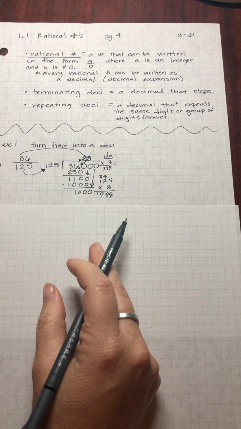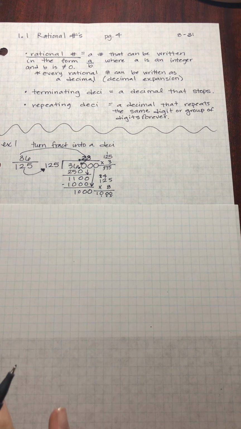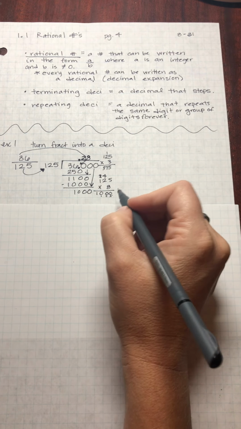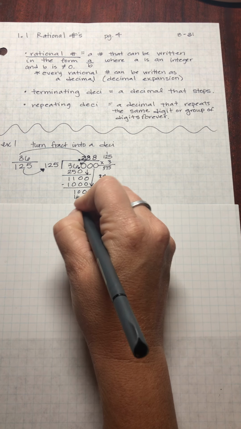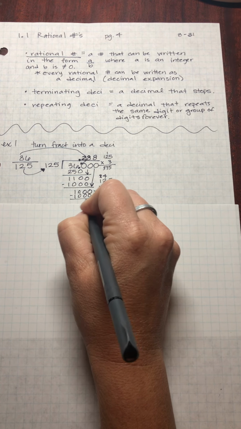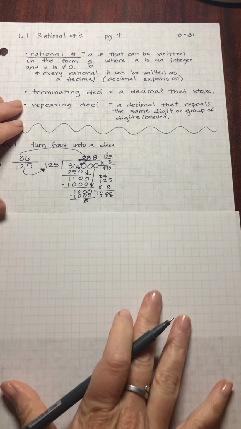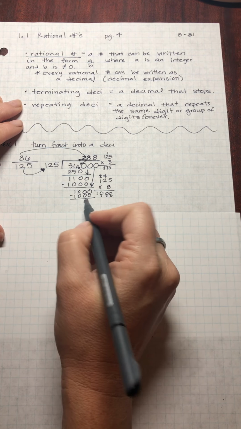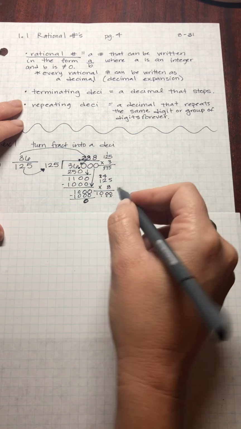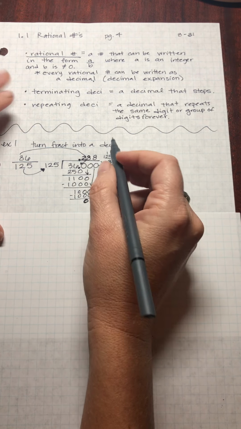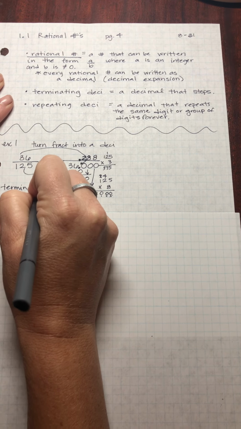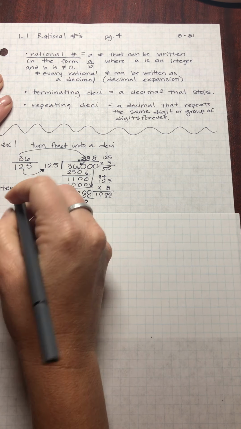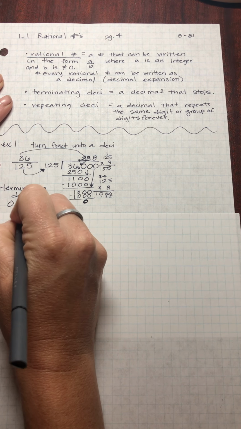and I get 1,000 again, and I've done this math, right? It's right here. 125 times 8 is 1,000. And that leaves me with no remainder, nothing left over, right? We can't have remainders in decimals, but if there was something left over, that means we would have to keep going. So this is a terminating decimal. Our answer is 0.288.